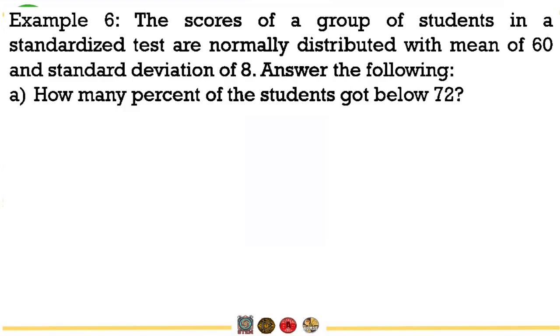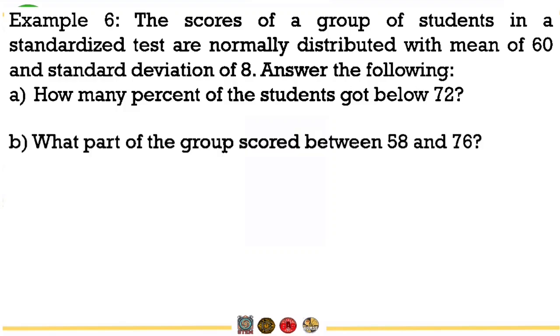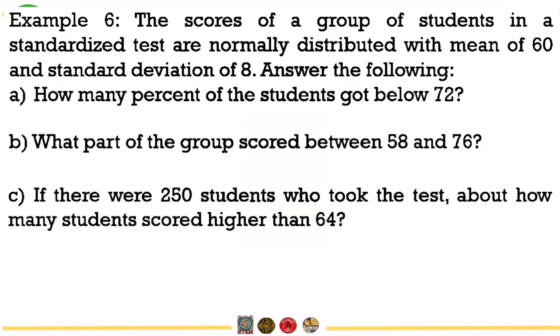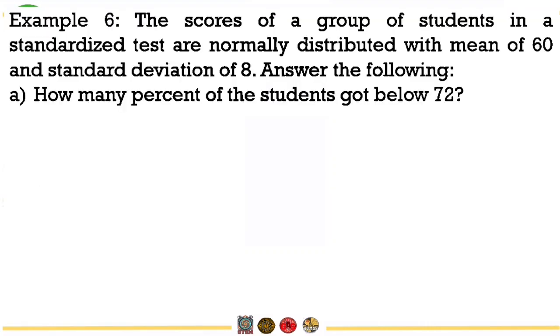So let me show all of the questions. B, what part of the group scored between 58 and 76? Letter C, if there were 250 students who took the test, about how many students scored higher than 64? So let's solve for letter A. How many percent of the students got below 72? Let's try to illustrate this.